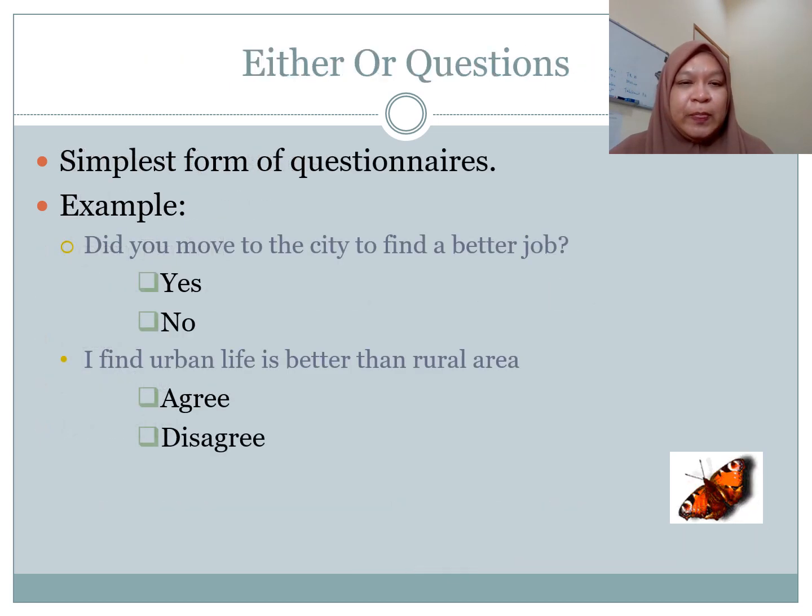Let's see. This is the either-or question, the simplest form of questionnaire. For example, did you move to the city to find a better job? Yes or no? So the respondent will choose whether the answer is yes or no.